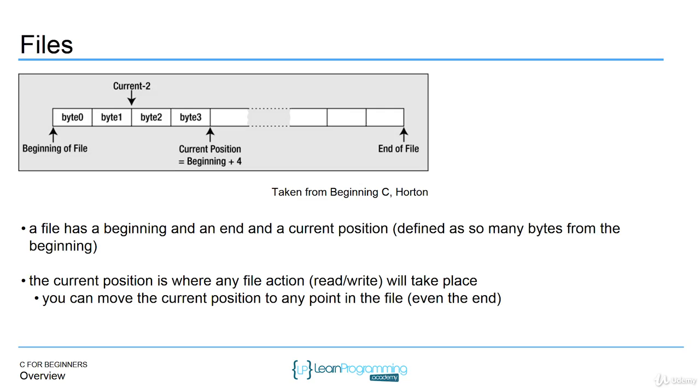A file has a beginning, an end, and a current position. The current position is defined as so many bytes from the beginning. The current position is where any file action will take place. You're going to write or read at that position. We're also going to talk about some functions where you can move the current position anywhere you want in a file, even to the end, if you want to read at the end or write to the end.